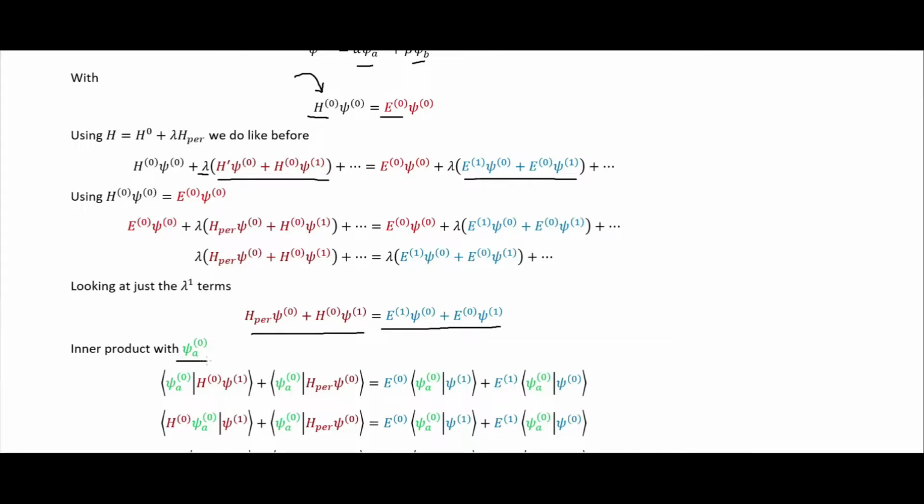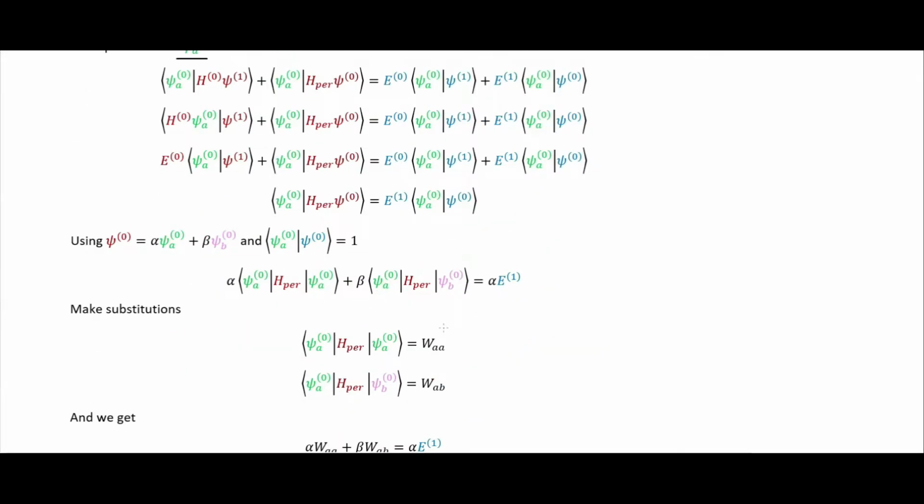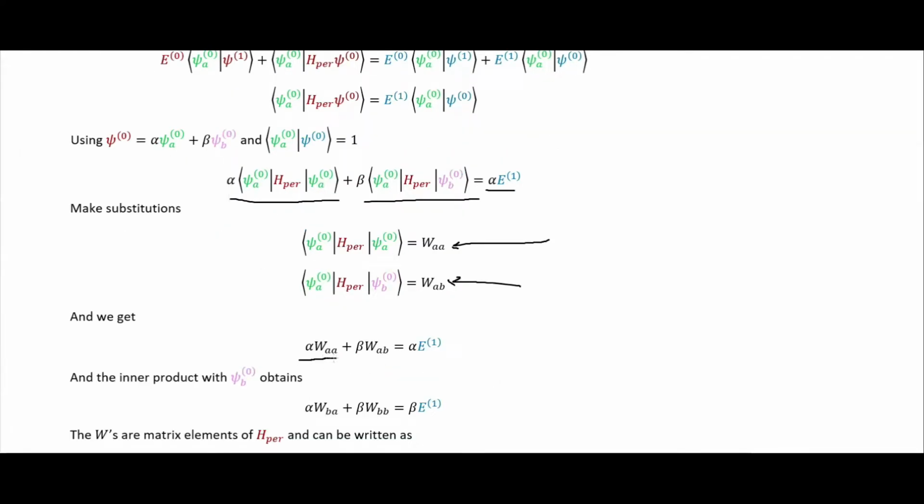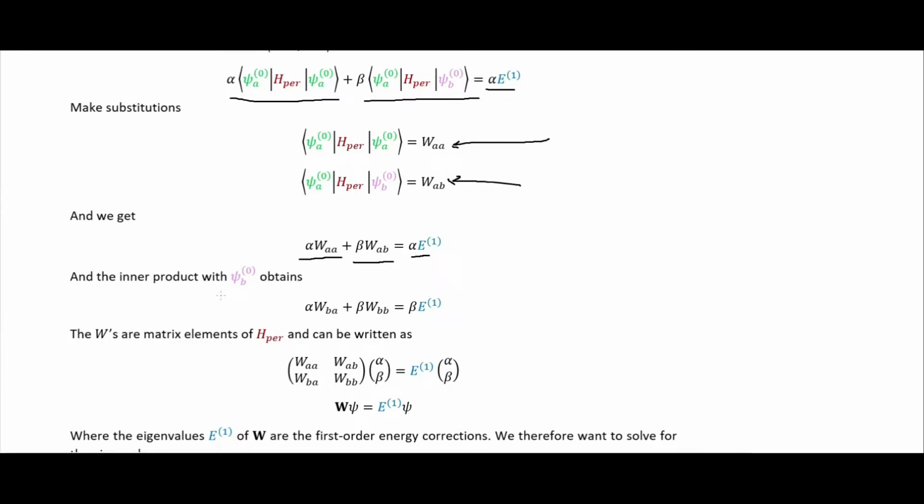And so we take the inner product with our psi sub A here. We go through the math with that, and what we find is that we have alpha times this here and beta times this here equals alpha times our E1, our first correction to the energy. Then we can define these two terms as W sub AA and W sub AB, and we get that alpha W sub AA plus beta W sub AB is equal to alpha E. Then we can do the same thing when we do the inner product with psi sub B, and what we get is W sub BA and W sub BB. Those we can just put into a matrix here.